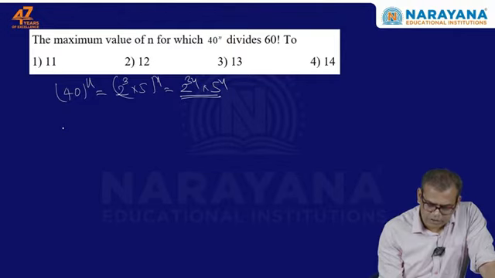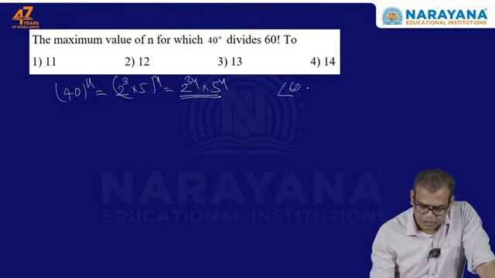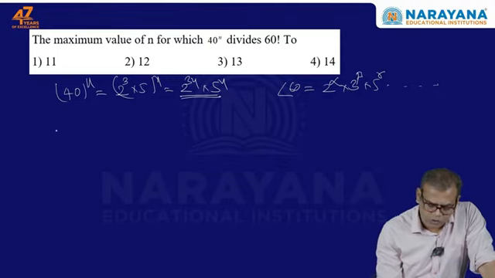In factorial 60, we want to find the exponent of 2 as alpha, the exponent of 3 as beta, and the exponent of 5 as gamma, and so on. So what will be the value of alpha here? 60 by 2.